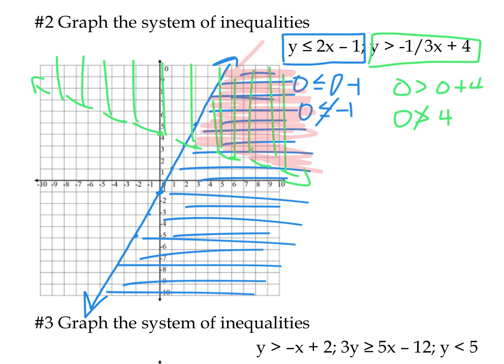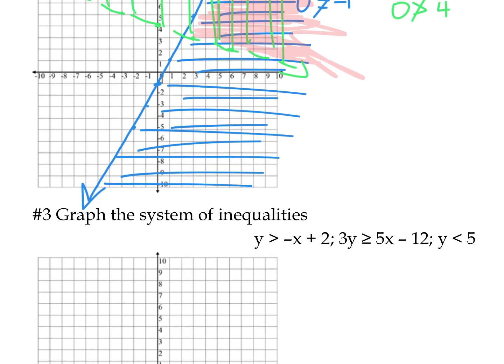Okay? And it would keep going. It would keep going up this way forever, out this way forever. Okay? And that section of the graph would be all the solutions for that system of inequalities. And we could check a point too if you want. Pick a point in that red shading and check and see if it works in both inequalities.